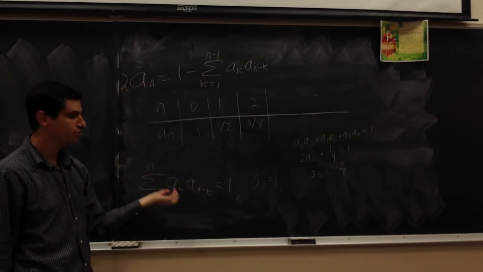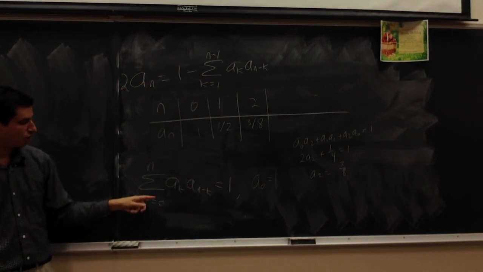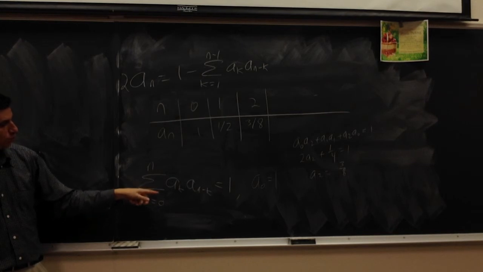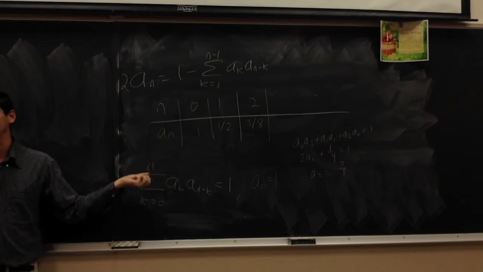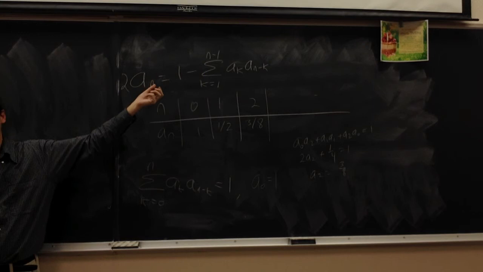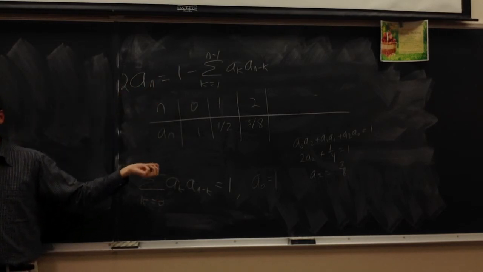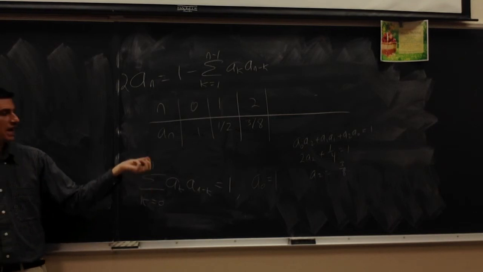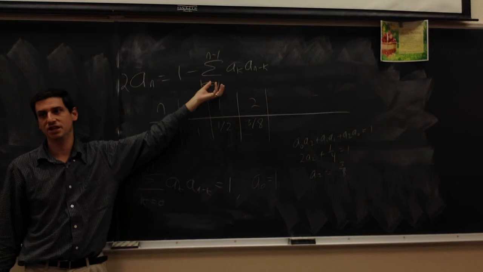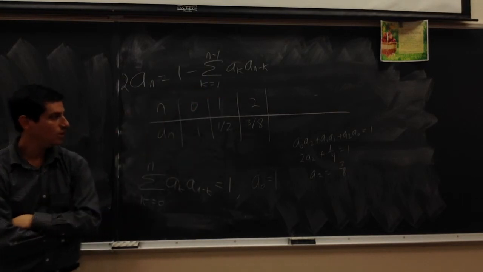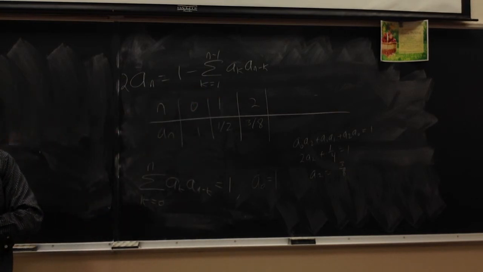Then I have the sum over the remaining ones. The remaining ones are all the values of k between 1 and n minus 1, assuming they exist. If n happens to equal 1, there is no value of k between 1 and 0. But once n is larger, then I can write this down easily. And so now I have the value of a2.